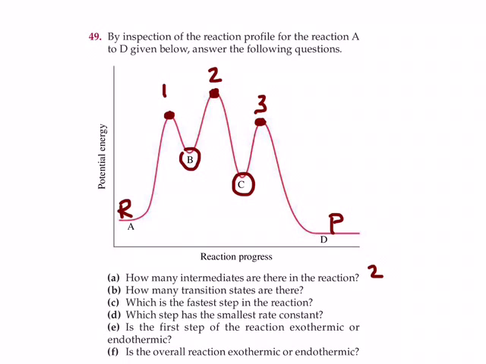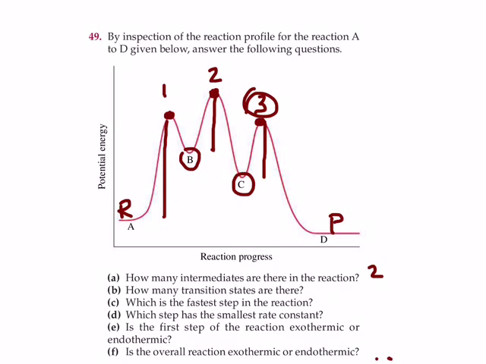Which is the fastest step? Well, the fastest step would have the lowest activation energy. In the first step, the activation energy would be this difference here. In the second step, it's this difference here, and in the third step, it's this difference here. So the one that's smallest, it's actually a little hard to tell with the naked eye, but the fastest step, I'd actually probably want to grab a ruler to be sure, but I'm going to guess that it's probably step 3. It's really hard to tell.